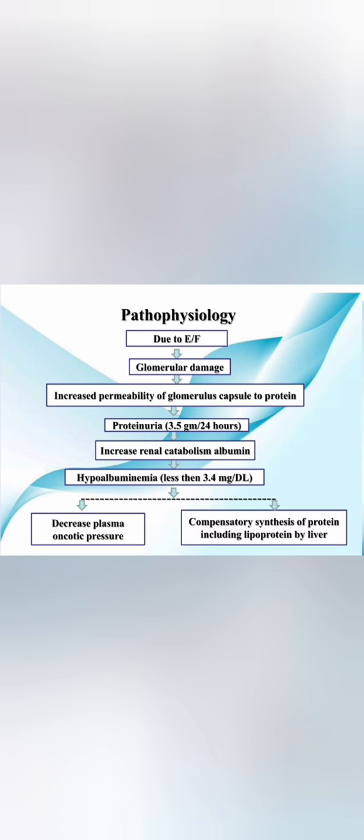This increased renal catabolism of albumin leads to hypoalbuminemia, less than 3.5 grams daily, and this may lead to decreased oncotic pressure and then compensatory synthesis of protein, including the lipoprotein, by the liver. This decreased oncotic pressure may lead to fluid escape into the tissue that may cause edema, and it also decreases the plasma volume. Once the plasma volume decreases, it may decrease the glomerular filtration rate and then increase the aldosterone.